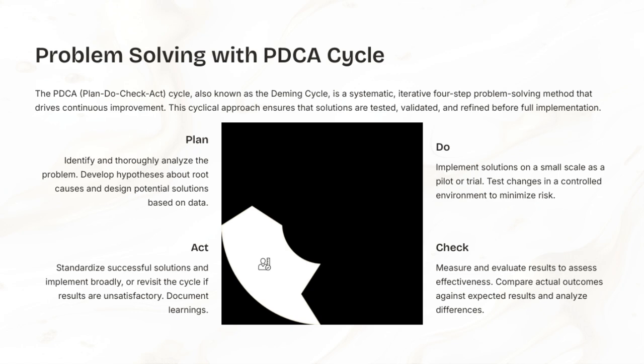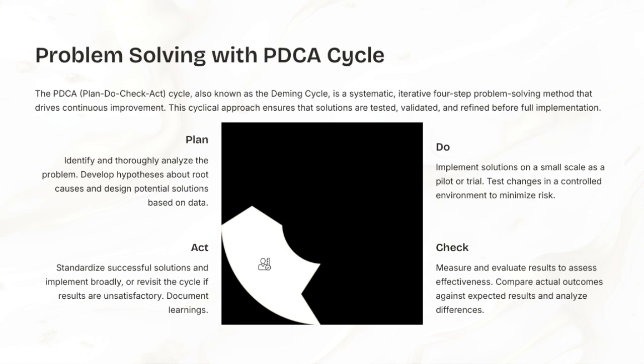Moving on, after implementing the solution, we need to measure and evaluate the results. This means comparing the actual outcomes against what we expected and carefully analyzing any differences. Doing this helps us understand whether our solution is truly effective. Before full-scale implementation, it's wise to test changes on a smaller scale, like a pilot or trial. This allows us to see how the solution performs in a controlled environment, minimizing risks and making sure everything works as intended before broader deployment.